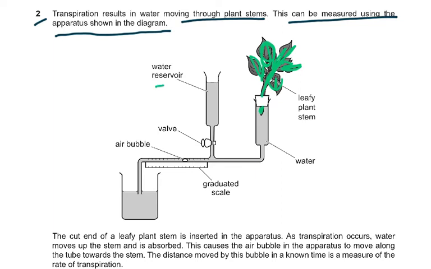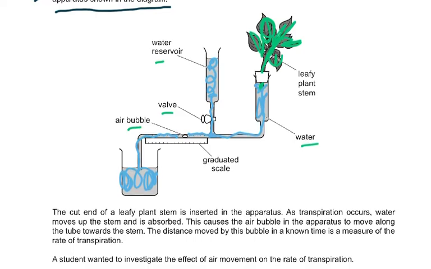There's a water reservoir. There's a valve here. There's an air bubble here, and there is water inside it. So all this is filled up with water. It's all airtight. There should be no air bubbles in it. This is where we have only one bubble, and then it dips into this water, and there's water in this beaker as well. So look at it carefully.